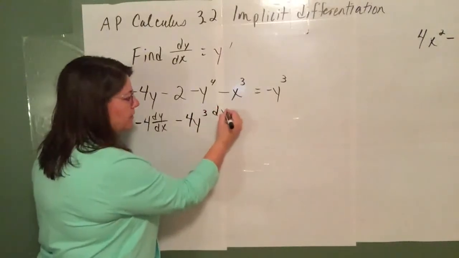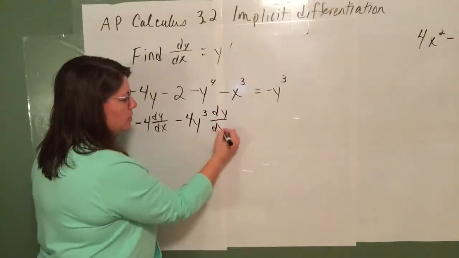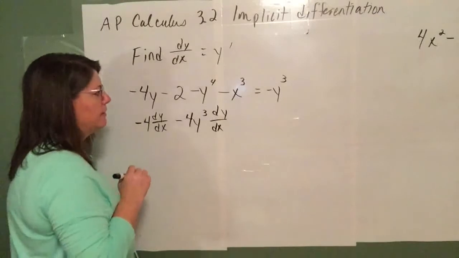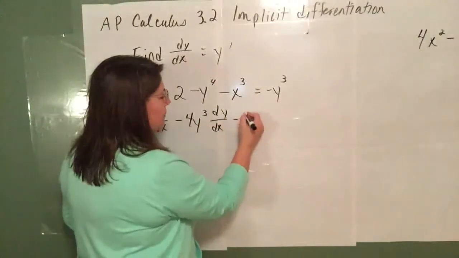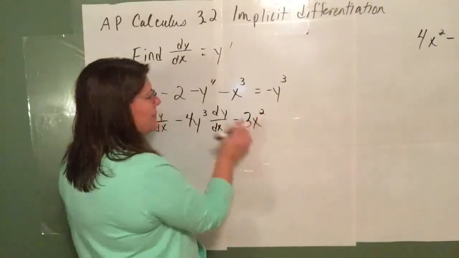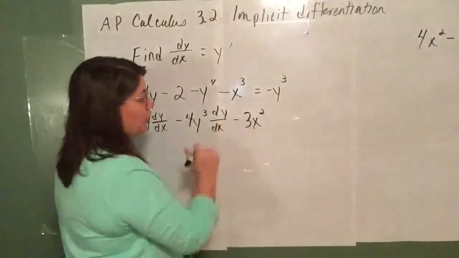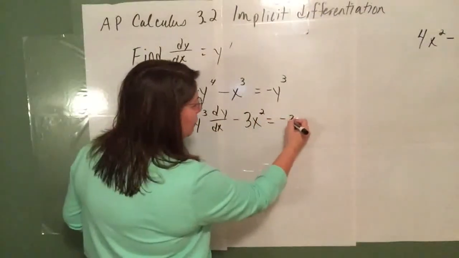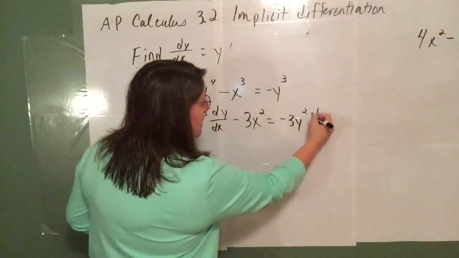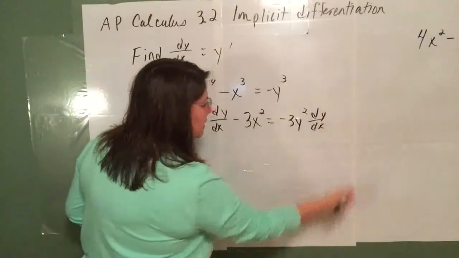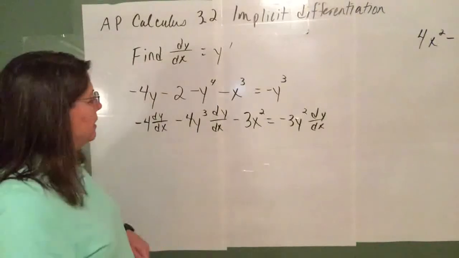I took the derivative of y, so I need to include a dy over dx. For this term, I've got minus 3x squared. That was x, not y, so I do not need a dy over dx there because it's an x term. And in this one, I have negative 3y squared. That had a y, so I need to include dy over dx.